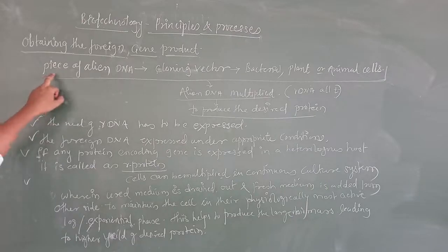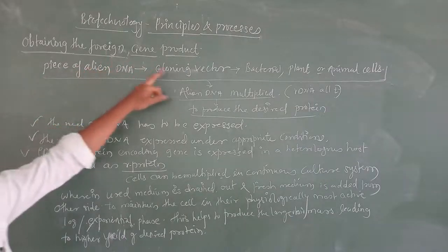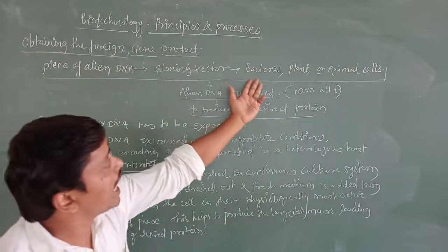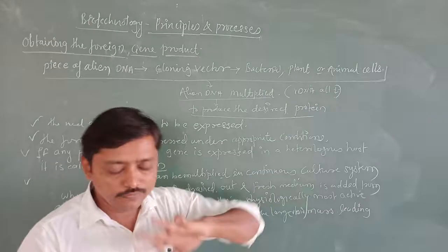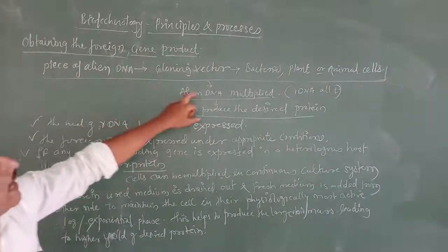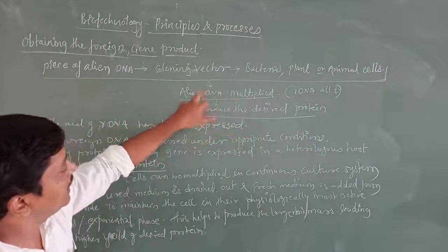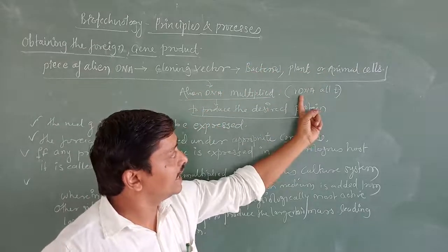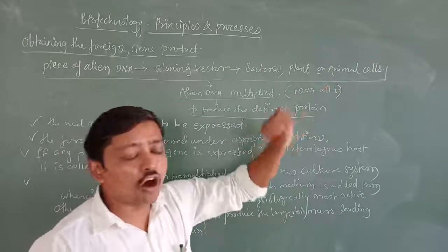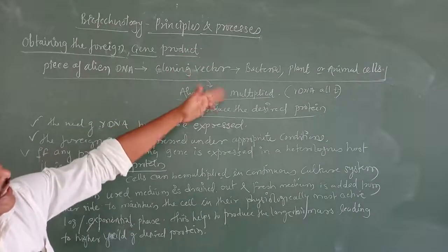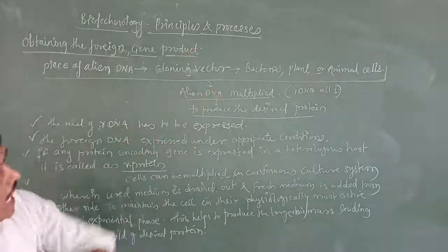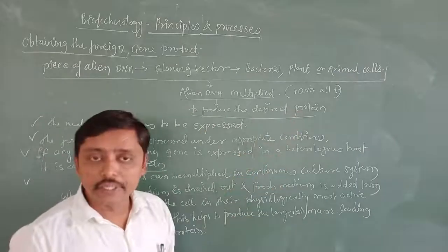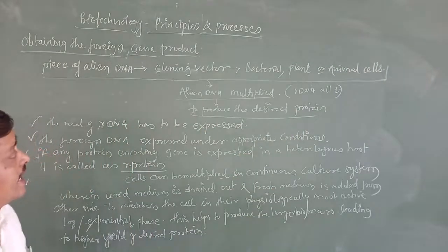First, I have written here: the piece of alien DNA is cloned into the vector, in the sense the cloning vector, the clone material. Then that cloning vector we add into a bacterial, plant or animal cell, correct? Then this alien DNA, whatever we add into a bacterial, plant or animal cell, that is the rDNA, is going to multiply in all the bacterial, plant or animal cells, and the ultimate aim is to produce the desired protein.